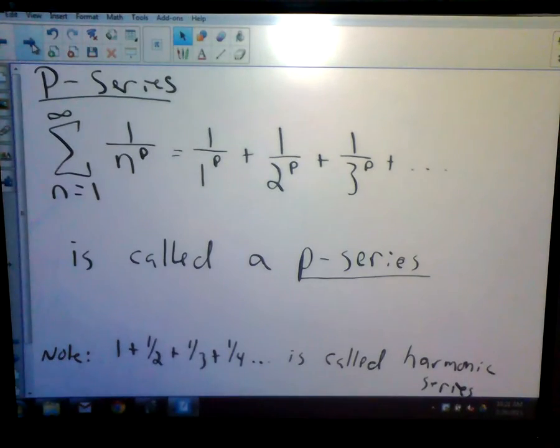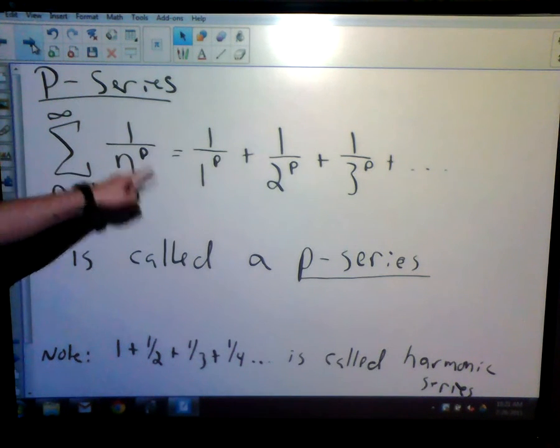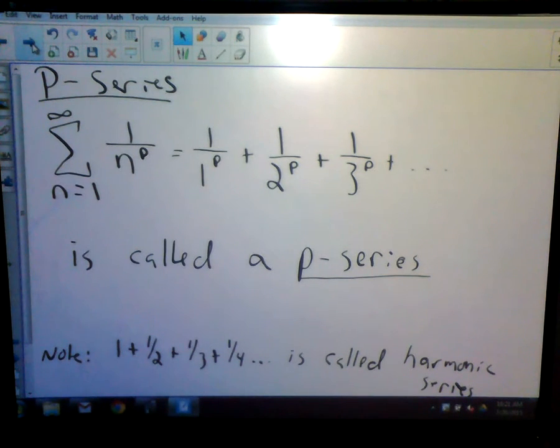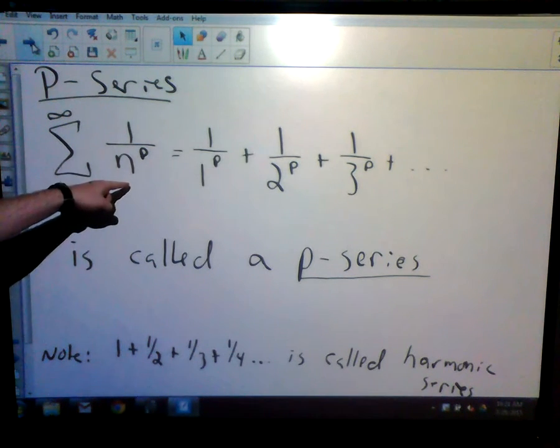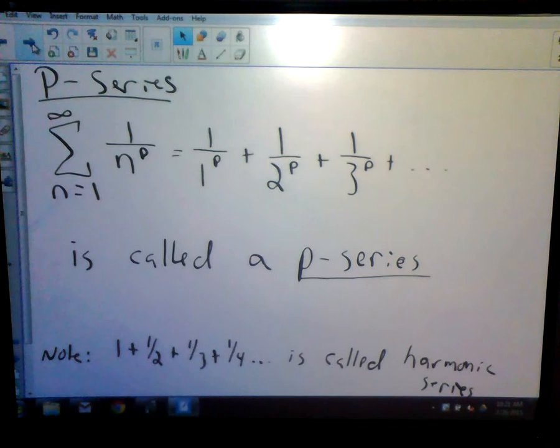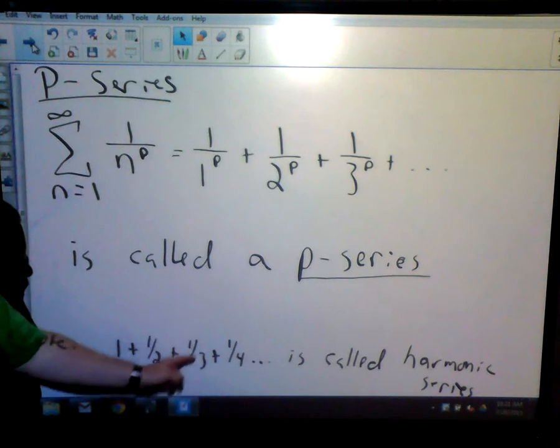Let's talk about a p-series. A p-series is anything that has 1 over n to the p. Okay? So the base is n and you have some power. So like 1 over x squared, 1 over x cubed, 1 over x to the fourth, something like that. By the way, a harmonic series is just 1 plus 1/2 plus 1/3 plus 1/4.